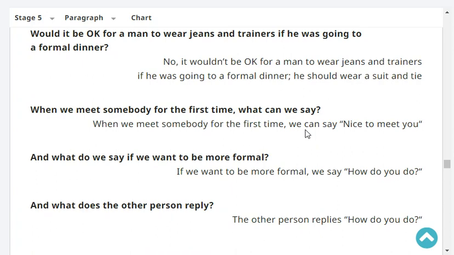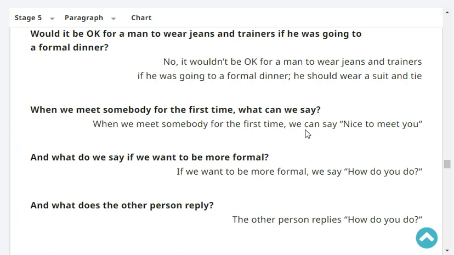Very good. When we meet somebody for the first time, what can we say? When we meet somebody for the first time, we can say, nice to meet you.